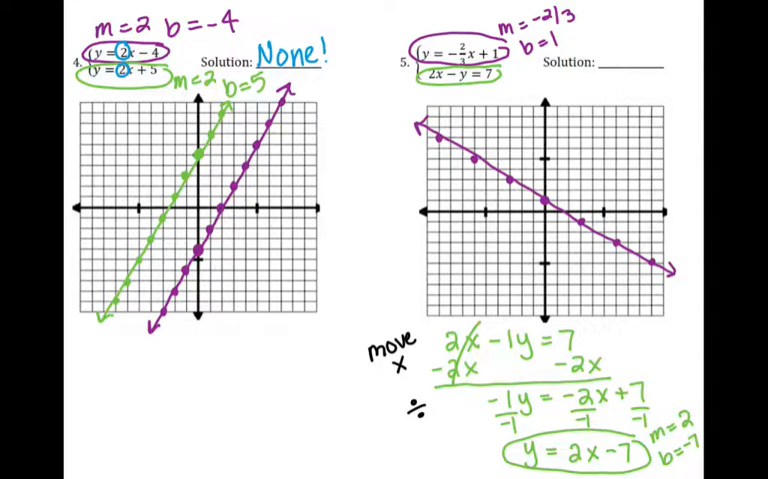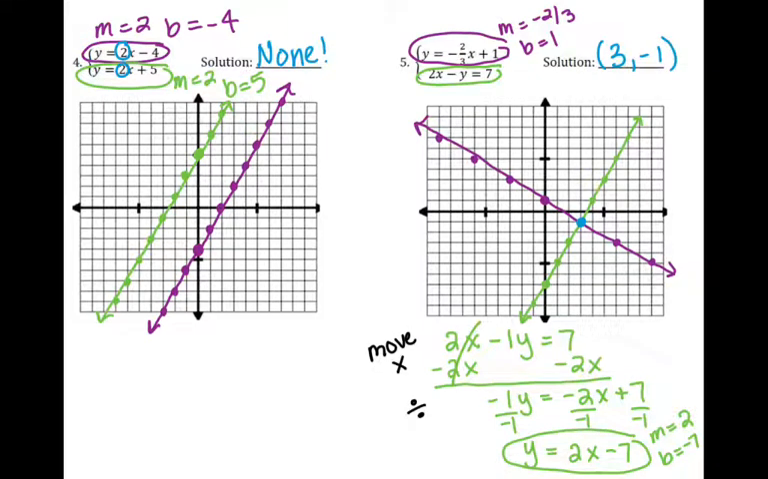I can go ahead and graph. So I'm going to start at -7. I'm going to go up 2 over 1, up 2 over 1, and there we go. We have our intersection point. So I'm going to go ahead and draw my green line. And my intersection point was right here at 1, 2, 3, -1.